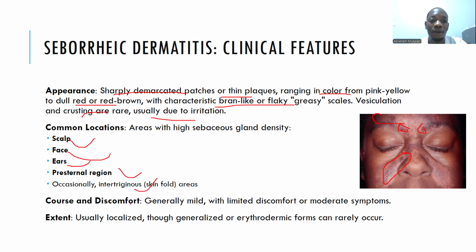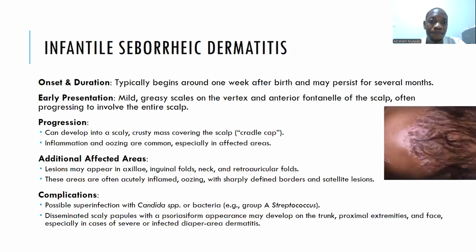So we know that generally it is usually mild, but in some cases it can be severe, especially in people living with HIV or any immunosuppressive state. If it is mild, sometimes there's just slight discomfort, but moderate symptoms can occur as the severity increases. And usually it is localized, though sometimes it can be generalized, and a few cases of seborrheic dermatitis have actually been reported to be erythrodermic. So this is one of the conditions that can give you erythroderma.